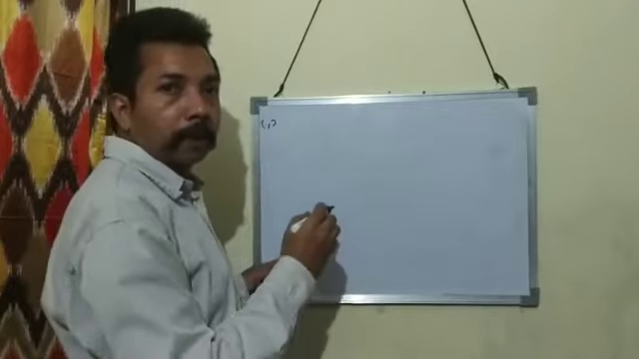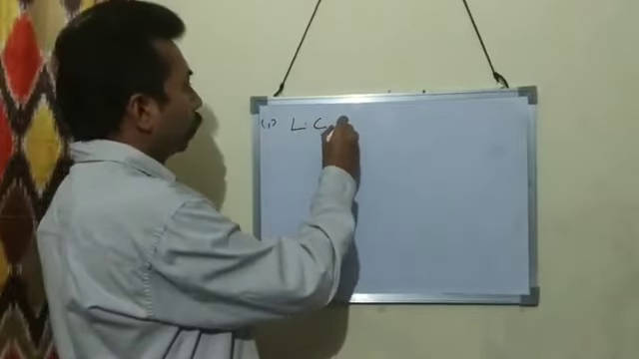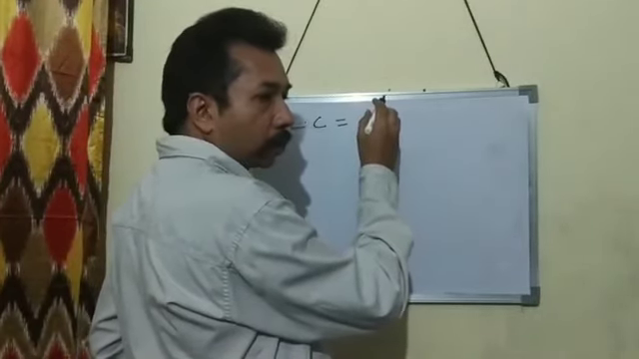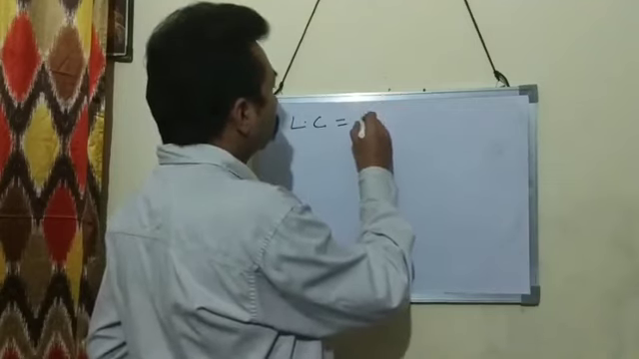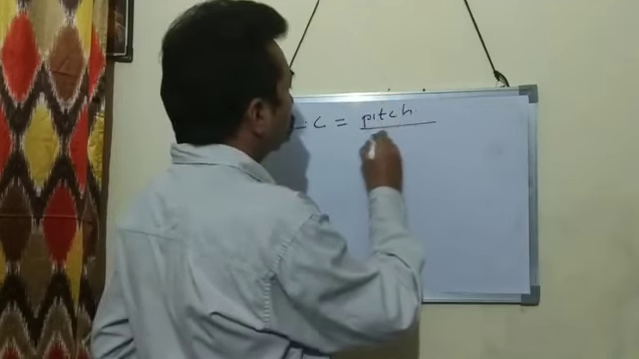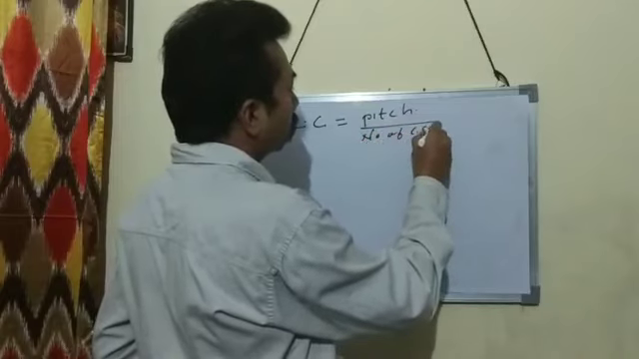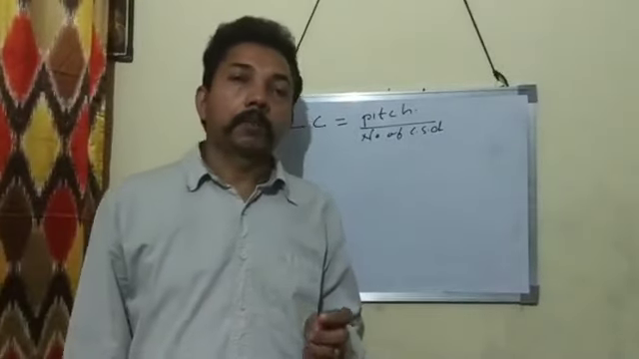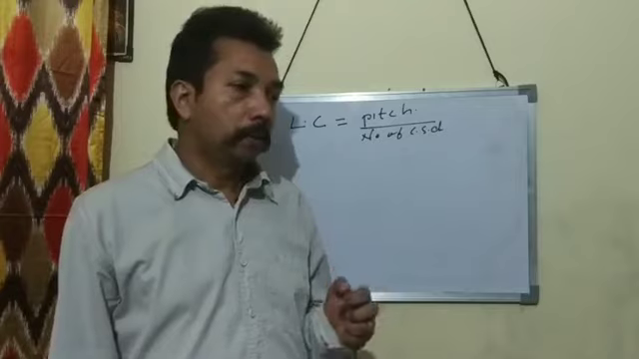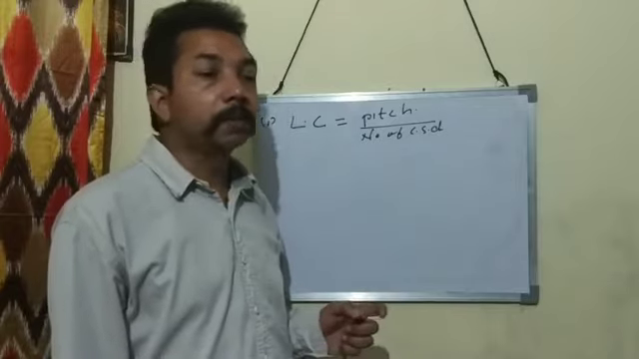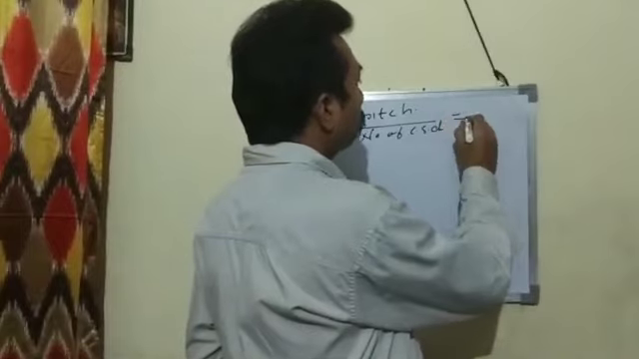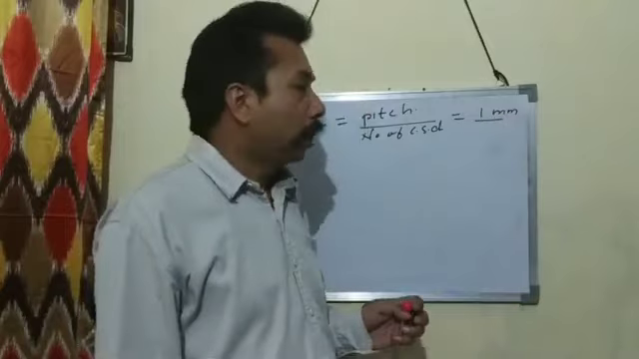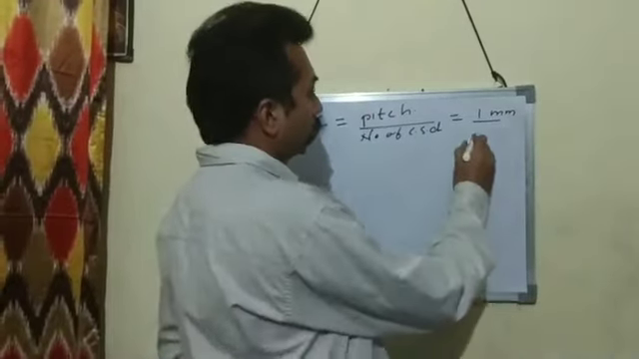First part, least count formula. Least count is equal to pitch upon number of divisions on circular scale. Pitch means the value of one main scale division, which is equal to 1 millimeter, upon the total number of divisions on the circular scale, which is 100.